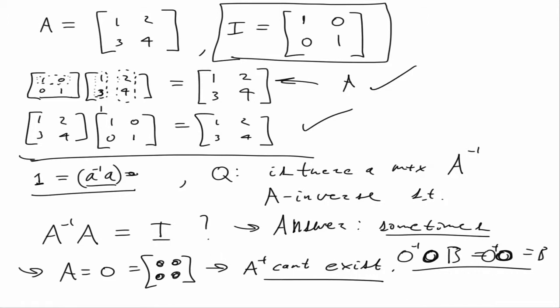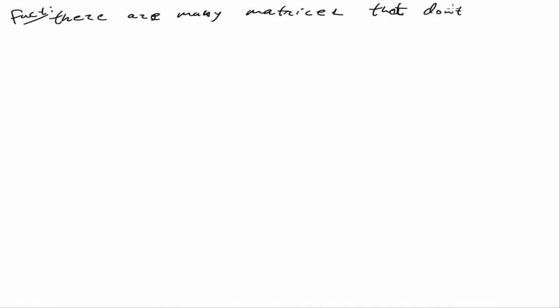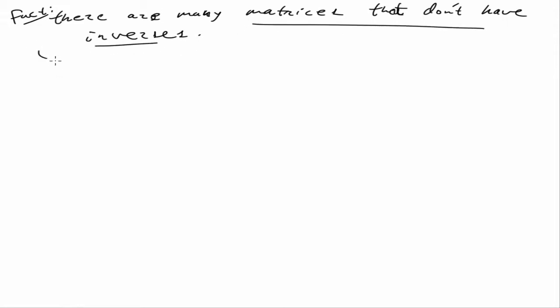But it turns out there are other matrices. So this is a fact: there are many matrices that don't have inverses. Okay, so that's a fact, and we're going to encounter a few later on.